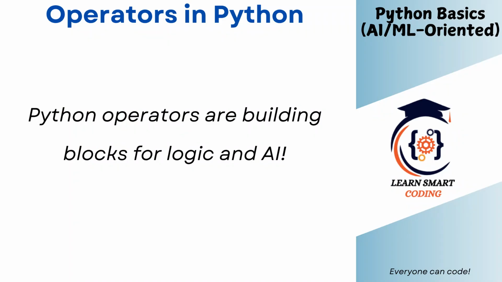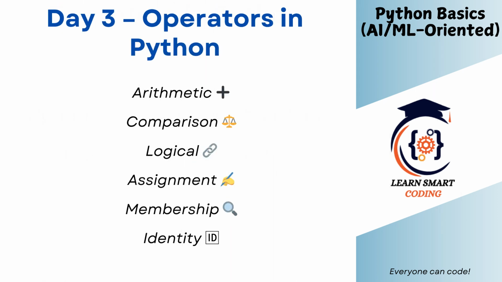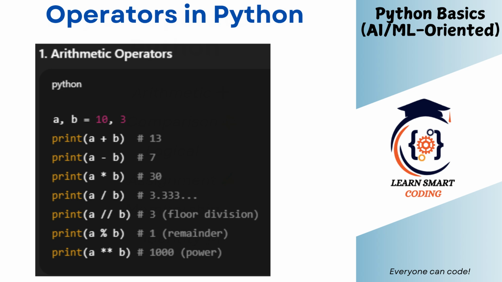So we have 6 types of operators in Python: arithmetic, comparison, logical, assignment, membership and identity. Let's take a glance at those and then we will dive into the coding right away. Arithmetic operators: all we are dealing with here is plus, minus, into, slash, double slash, modulo and double star. We will see how this works.